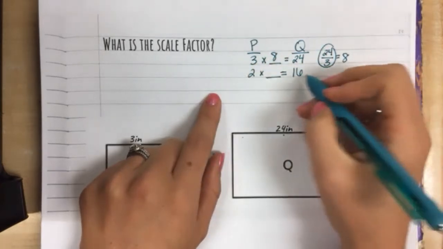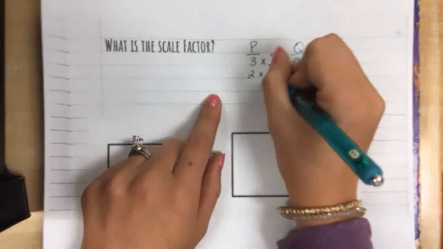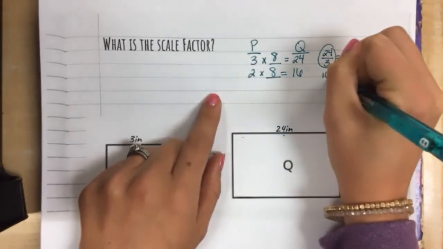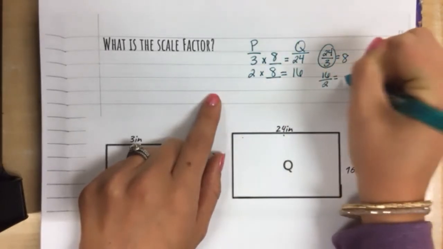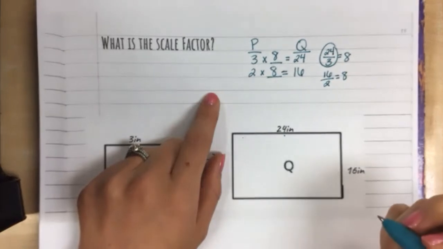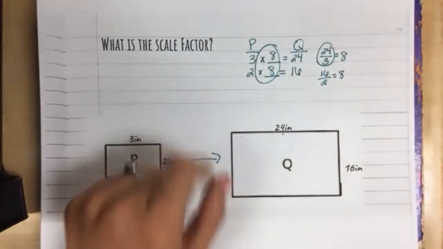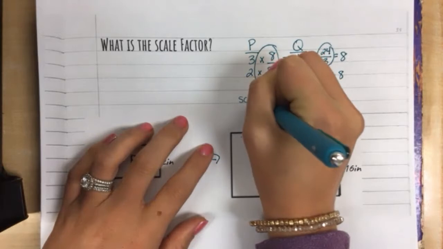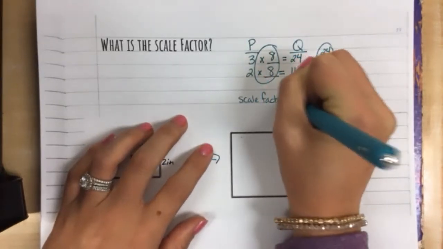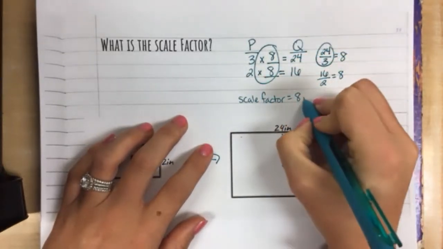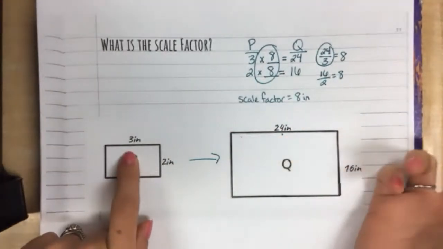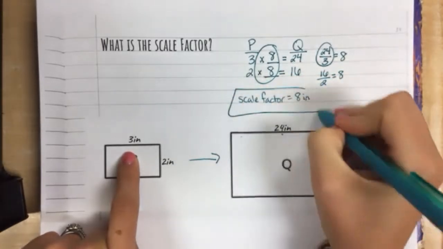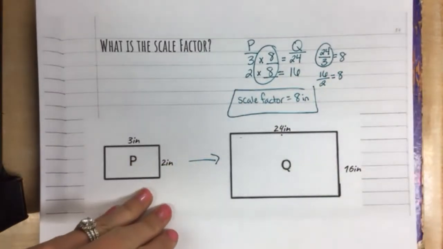So 2 times what is 16? 2 times 8. So that means that 16 divided by 2 is equal to 8. So what number are we multiplying by? 8. So our scale factor is equal to 8 inches because we're multiplying inches, but it doesn't really matter, okay? All right, let's do another one.